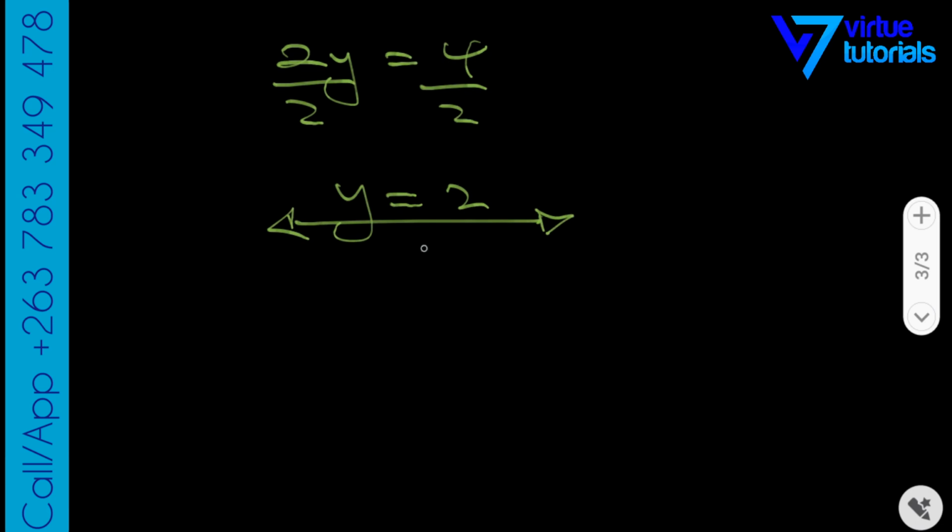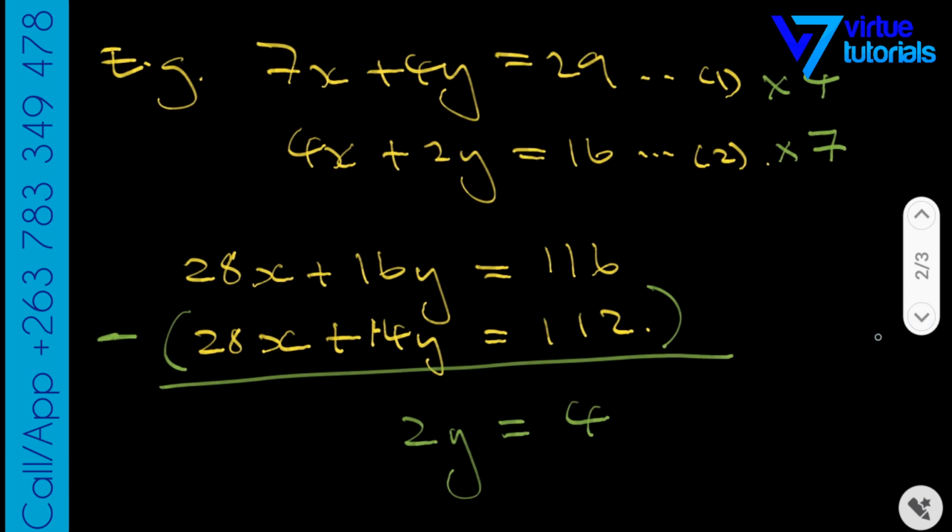So now we know our value of y. Now we need to find the value of x. So how do I do it?